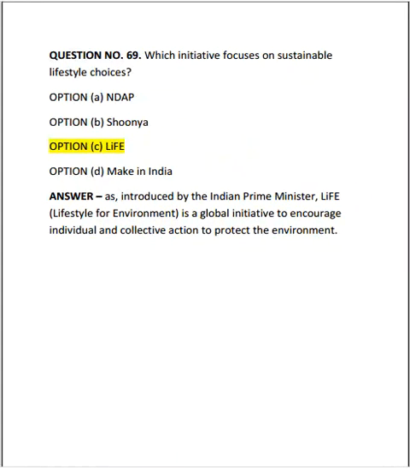Question No. 69. Which initiative focuses on sustainable lifestyle choices? Option A. NDAP. Option B. Shunya. Option C. LIFE. Option D. Make in India. Answer: introduced by the Indian Prime Minister, LIFE, Lifestyle for Environment, is a global initiative to encourage individual and collective action to protect the environment.